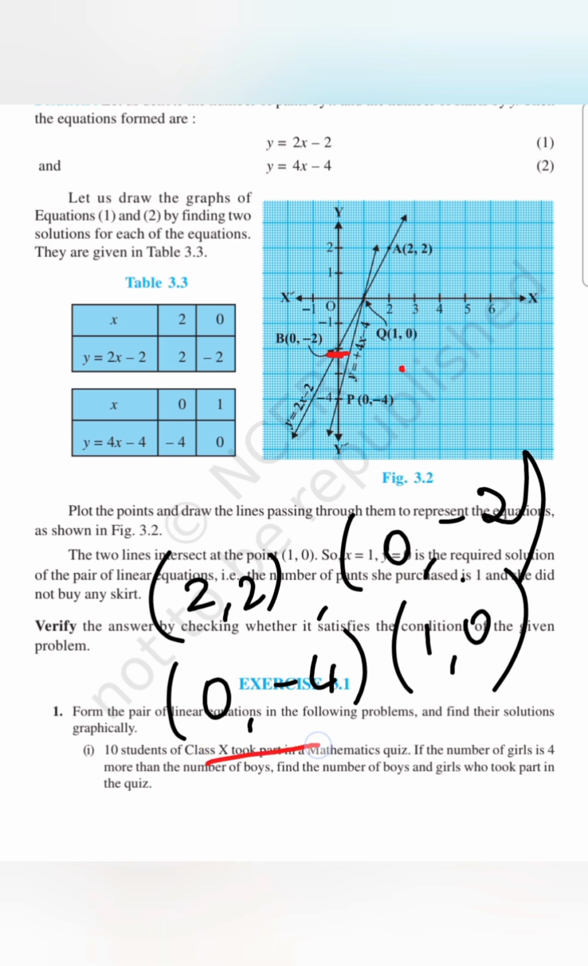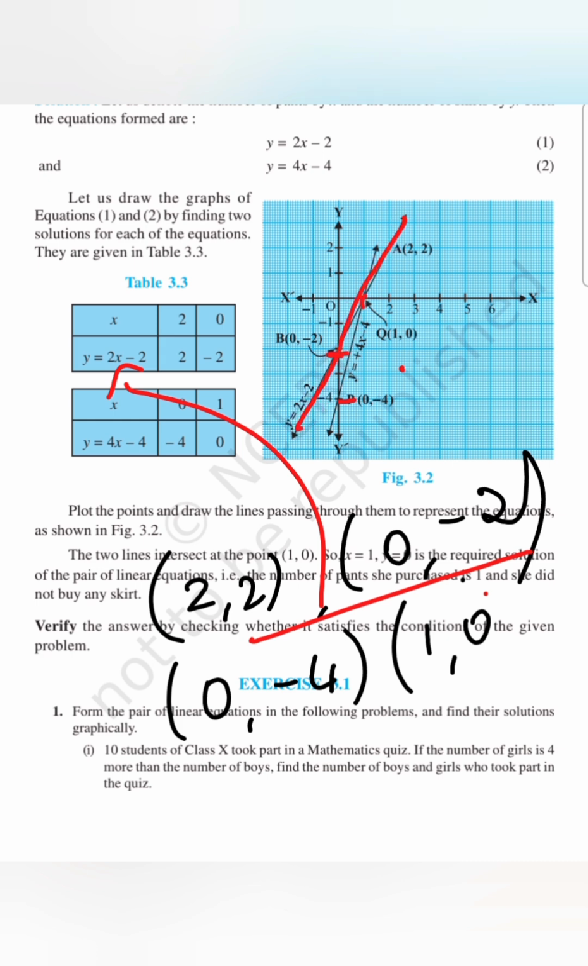Then 0 comma minus 4 is also on the y dash side, so it will lie on the y-axis at minus 4. And 1 comma 0 is going to be on the x-axis, because here the y value is 0 and the x value is 1. Once you plot these points, you have to join them. Join 2 comma 2 and 0 comma minus 2 separately, because they are for this particular equation. That gives you this line.